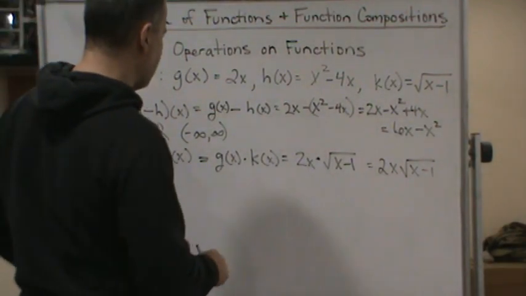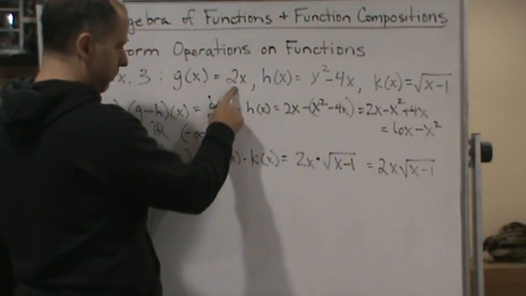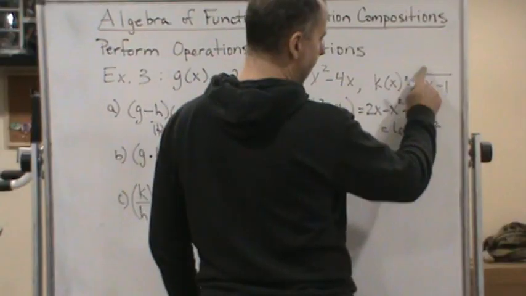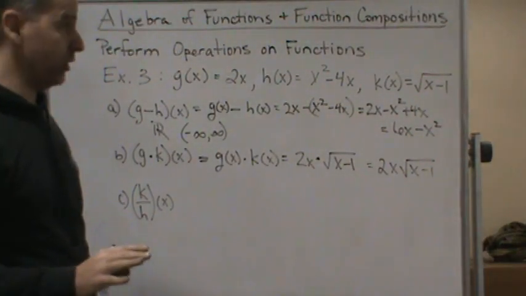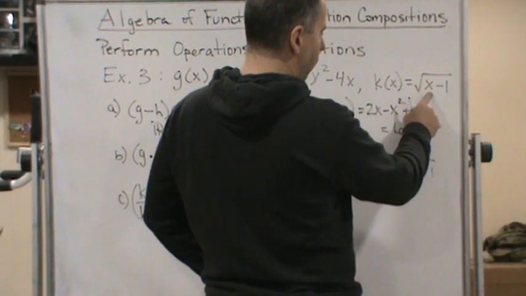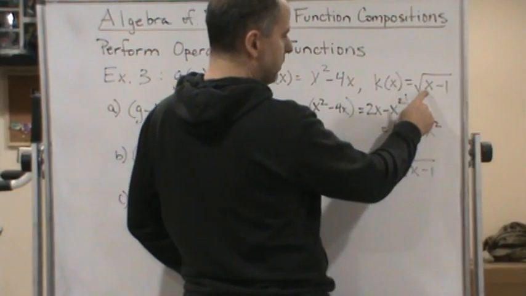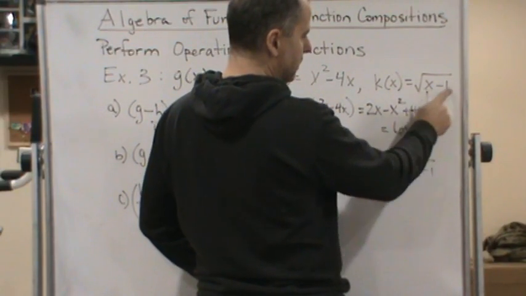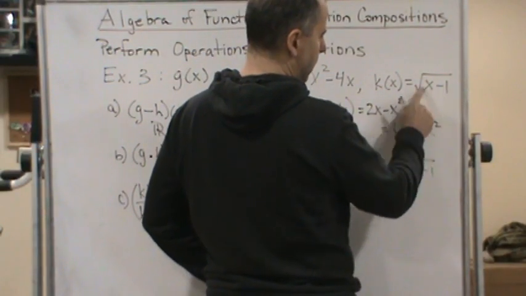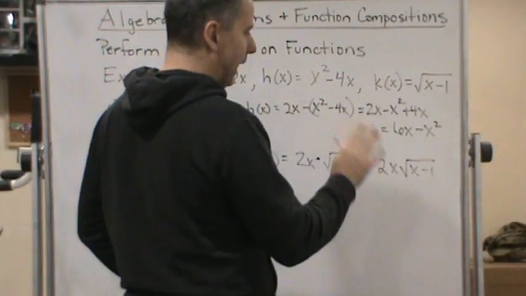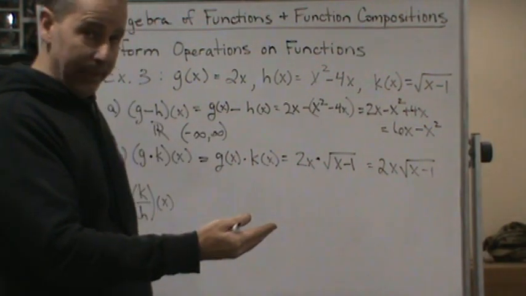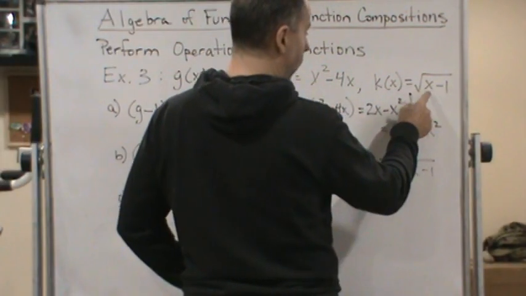Now let's look at the domain. What's the domain of g of x? It's all real numbers. What is the domain of k of x? Well, in this case, we have the radical. Remember, we can't have any negatives under the radical. So we want to find where this is 0 or positive. It's easy to find where it's 0. Where is the radicand 0? When x is equal to 1. What happens when x is bigger than 1? Well, then this becomes positive.